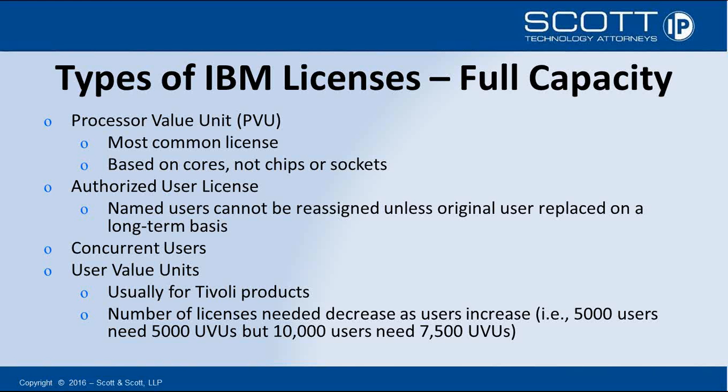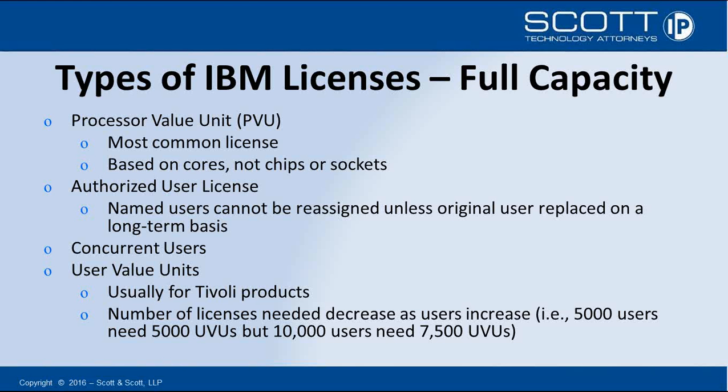First of all, I'll be talking about full capacity and subcapacity licenses. The difference between full capacity and subcapacity is that full capacity licenses are used for physical hardware and for any virtual hardware that doesn't qualify for subcapacity licenses. So full capacity is the default licensing term for IBM, and all licenses have to be licensed to the full capacity of computers, provided that they don't qualify for an exception.